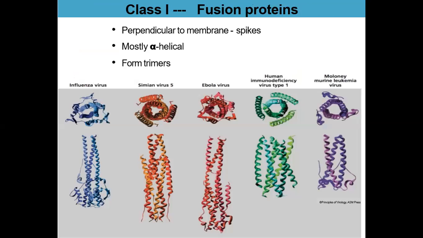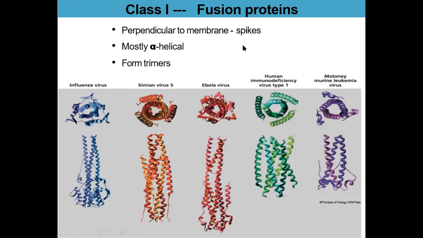so what are the different types of fusion proteins? These are the fusion proteins present in the viral envelope. We have two classes, and normally we have three classes, but we are going to discuss two classes here. Class 3 is the complex one. For the class 1 fusion proteins, they are perpendicular to the membrane, just like spikes.